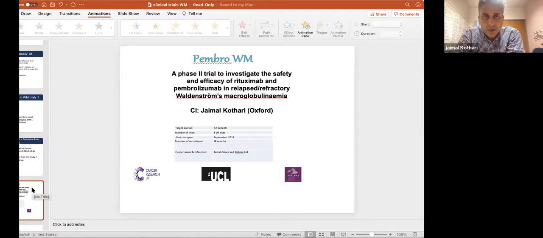Okay, so in terms of relapsed WM, the study that we have, there's one national study called Pembro WM, which is my study. I'm the chief investigator of the study. So this is a study looking at the combination of a drug of rituximab, which you'll be aware of, and a drug called pembrolizumab in patients with relapsed refractory disease. Okay, so this is running in about 7 UK sites at the moment, and we're looking for 42 patients in general.